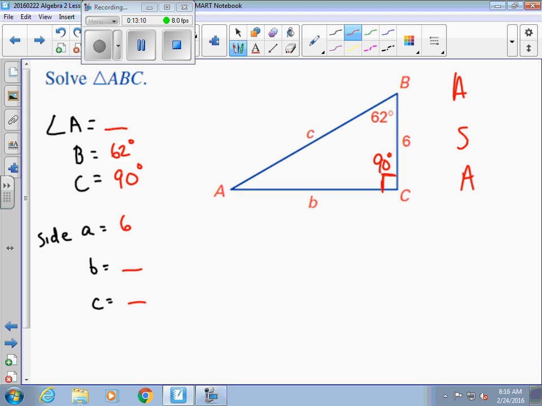On the example, we said that the two angles were complementary, or the ones besides the 90-degree angle. If you can't remember that they're complementary, which means they add up to 90, don't worry about that. Just remember that all three of them add up to 180. So just do 90 plus 62, and you get 152, and then subtract that from 180. When you do that, you're going to get 28 degrees for angle A.